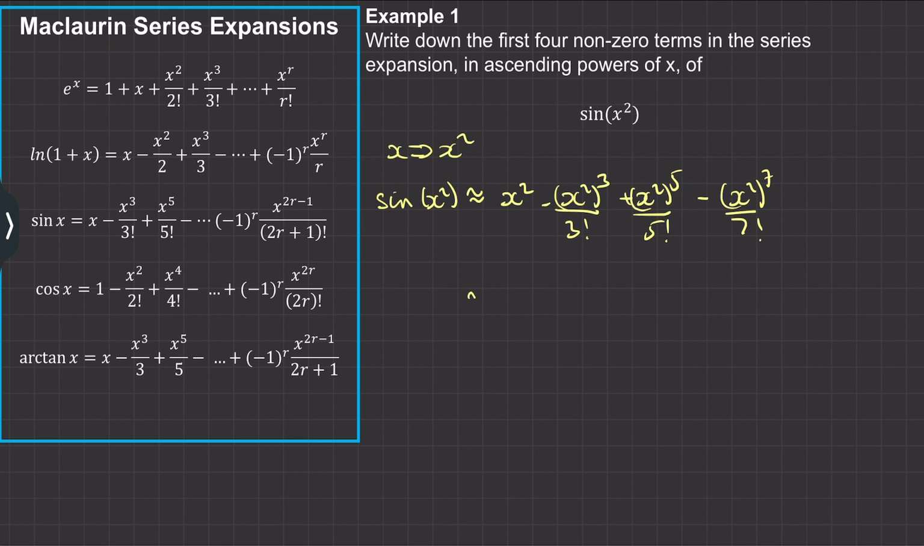Okay? So now we can simplify each of these. We've got the x squared term minus, using the power rule, this becomes x to the 6. So minus x to the 6 over 3 factorial, which is 6. And then x to the 10 over 5 factorial, which is 120, minus x to the 14 over 7 factorial, which is 5040. So this is the first four non-zero terms of a Maclaurin expansion for sine of x squared. Okay? Let's move on to example 2.